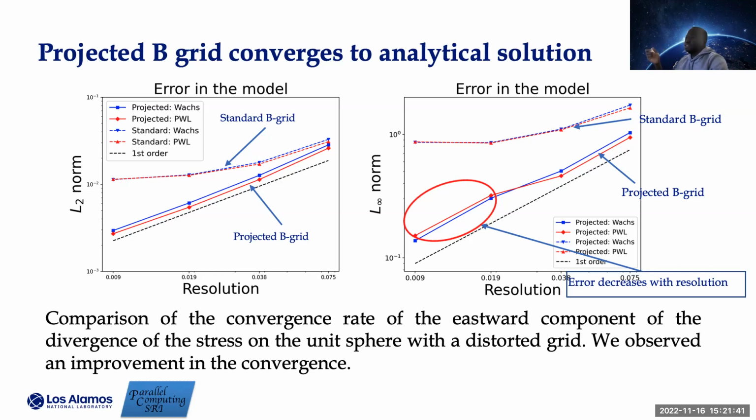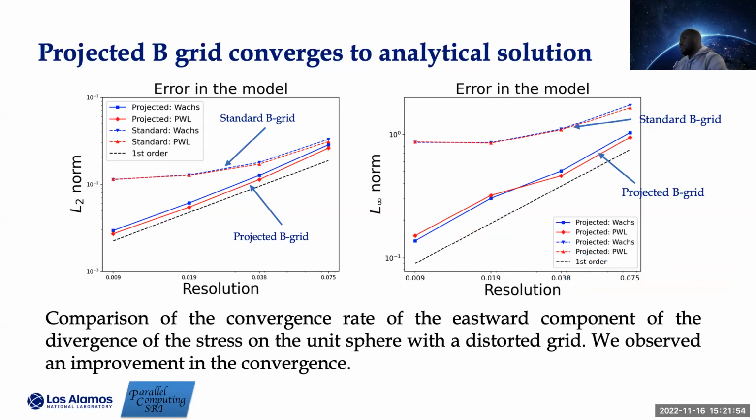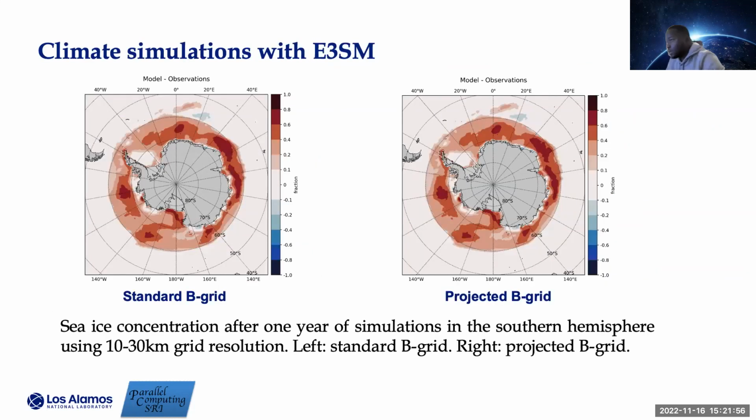But in the context of the global climate simulation, if you want to run the whole entire sea ice model, how does this affect it, rather than just solving the divergence of stress? So we ran a test simulation using the E3SM, which is a climate system model. Due to the time constraint over the summer, we couldn't run this for longer, and we just ran this simulation for only 1 year using a 10 to 30 kilometer resolution grid.